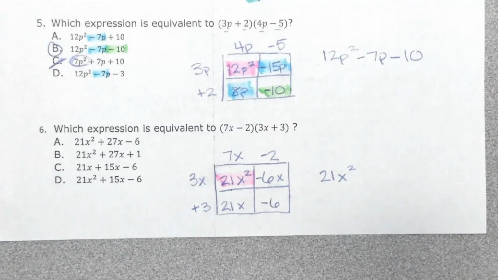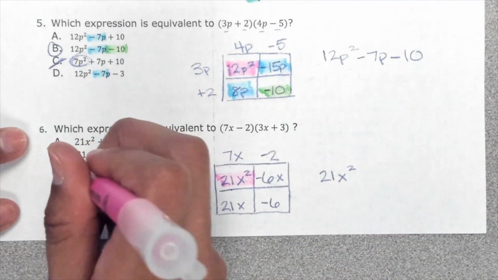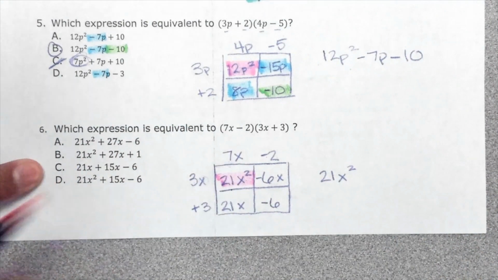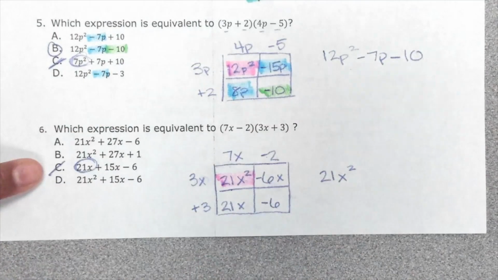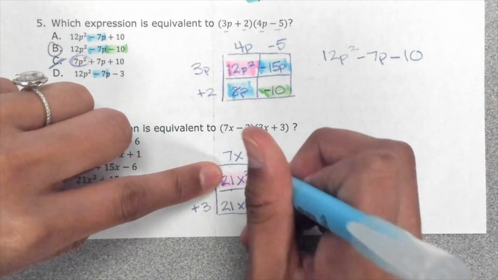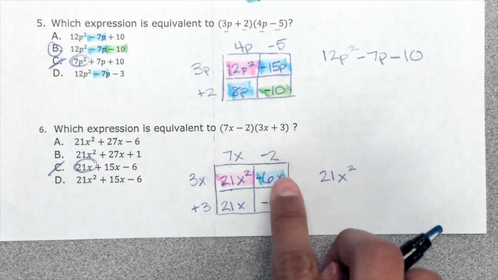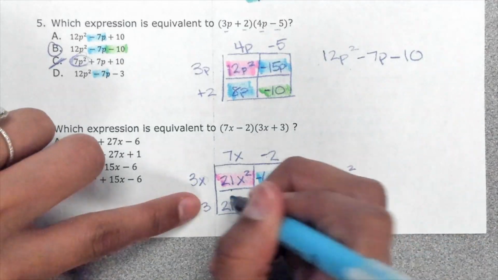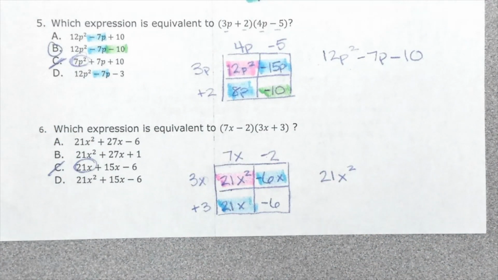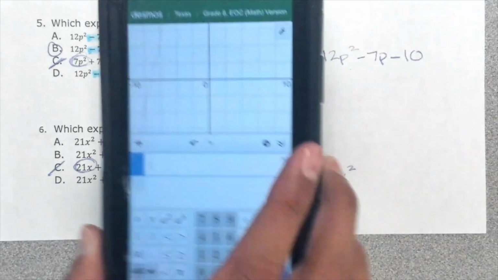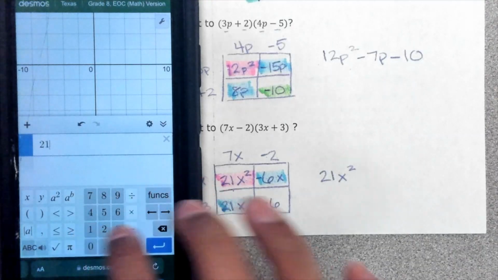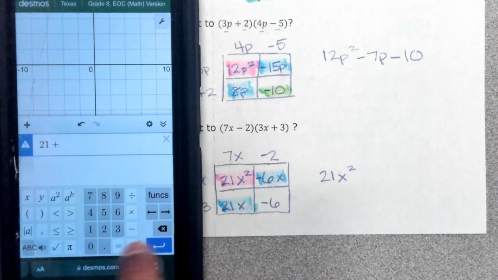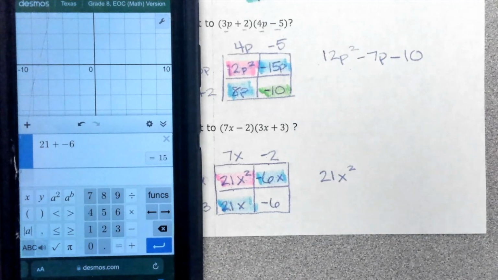Looking at my answer choices, I can eliminate C because it is written incorrectly. So we're going to take that one off. And then we're going to move on to our negative 6x. And we have a like term for that, which is 21x. So that means we have to add our like terms together. So pull out your calculator and add them up. We have 21 plus a negative 6, which gives us a positive 15x.